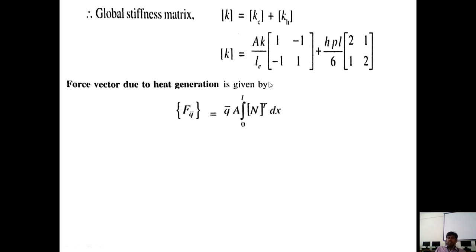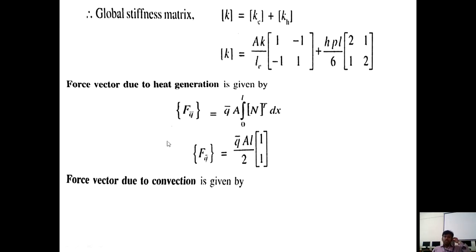If I got this, and along with the convection there is a heat generation, what is the amount of heat generation? Q bar. The entire volume is involved, therefore A into length, integral 0 to L of Q bar N transpose dx. What is N? That is N1 and N2. Substituting the x1 and x2 values, the force vector due to the heat generation will be Q bar A L by 2 into [1, 1].